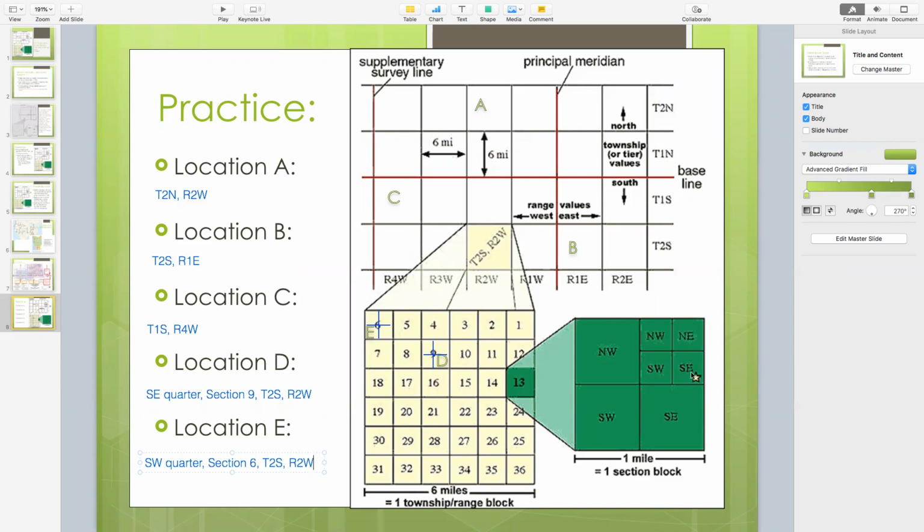Again, our star is located in the southeast quarter of the northeast quarter of section 13, Township 2 South, Range 2 West.